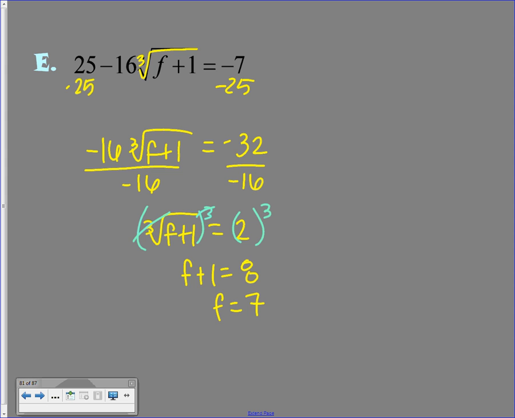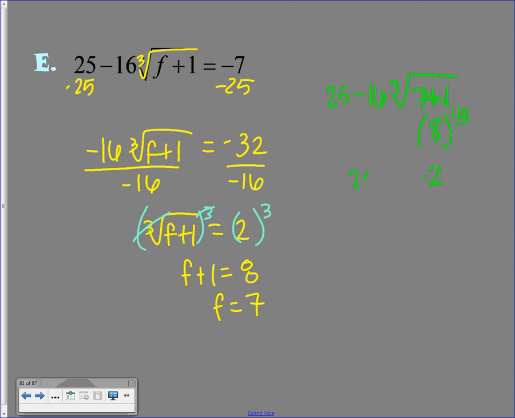At this point, I need to check to see if that is extraneous. So I'm going to plug it in. So I'll get 25 minus 16 times the third root of 7 plus 1. Okay, so if you're going to do this in your calculator, first thing you're going to do, 7 plus 1, so that gives me 8. Okay, then the third root in your calculator, you might have to do 8 to the 1/3. That's going to give me 2.